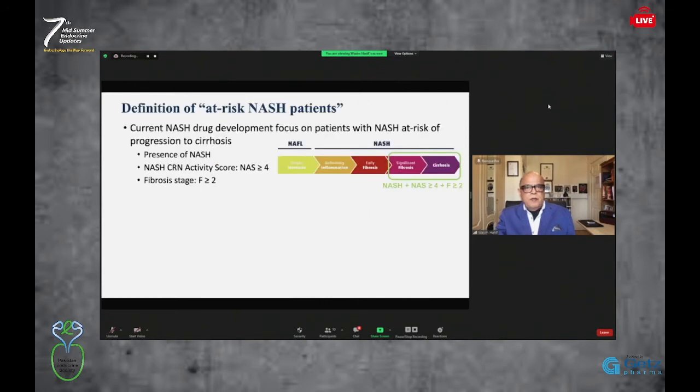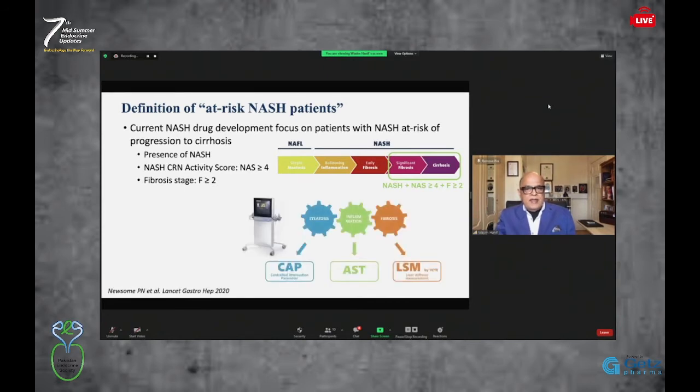Now, when it comes to definition of at-risk NASH patients, what we are really looking at is that current NASH drug development focuses on patients with NASH at risk of progression to cirrhosis. So we're not looking at the patients with early ballooning or inflammation. We are looking at the patients with significant fibrosis or cirrhosis. So this is a NASH score of greater than 4.